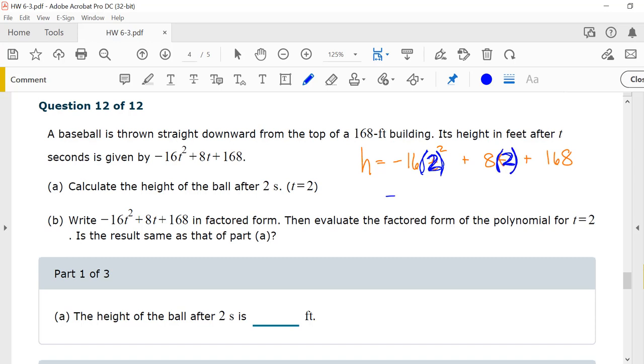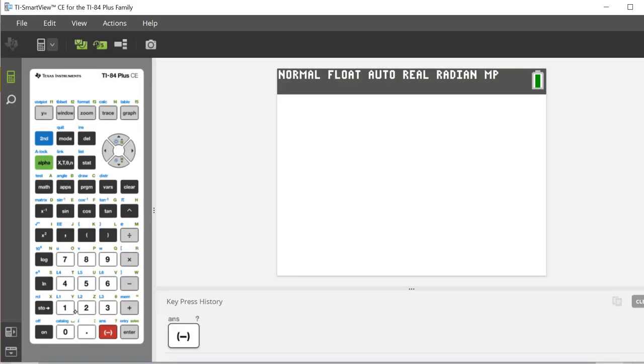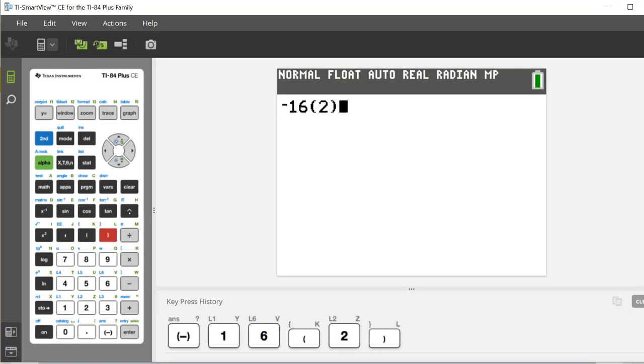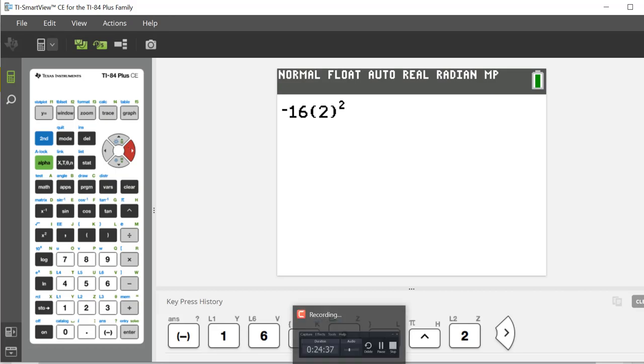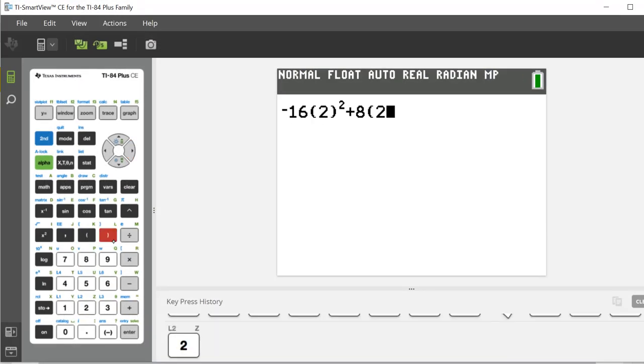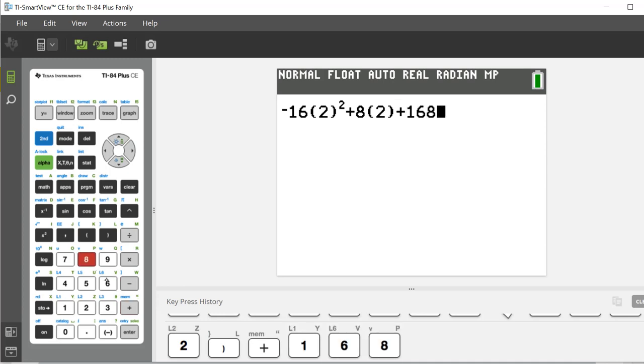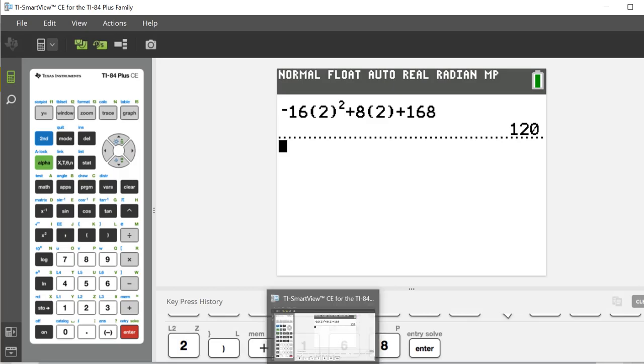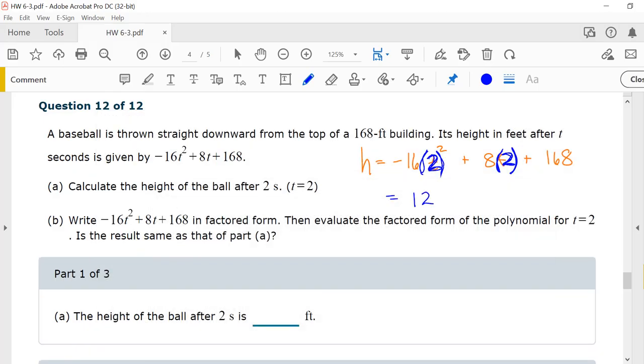So let's go do it. What is the height going to be? Negative 16 times 2 squared plus 8 times 2 plus 168. Is that right? Yes. I get 120. So the height of the ball after 2 seconds is 120 feet.